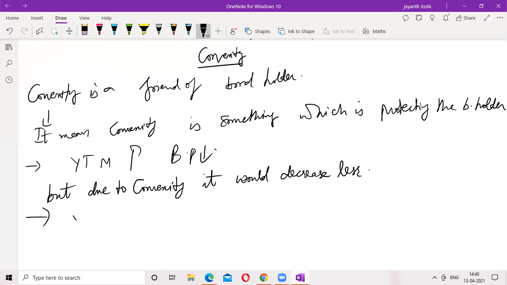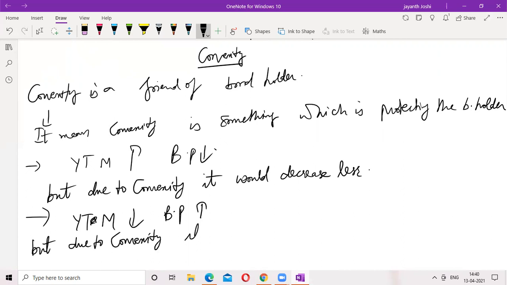So point number 2, when yield to maturity decreases, bond price will increase, but due to convexity, it would increase more. That is what convexity is all about.